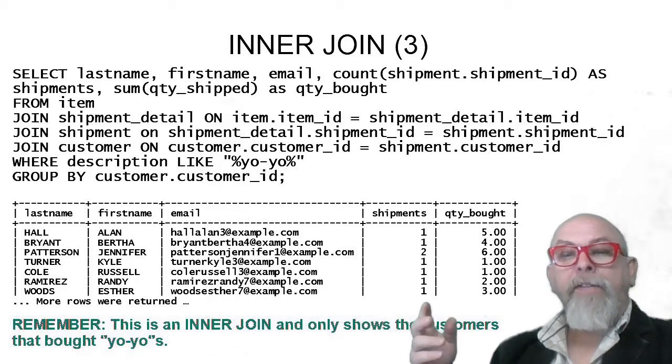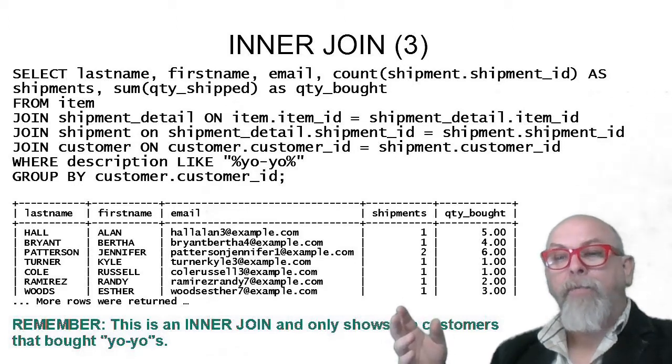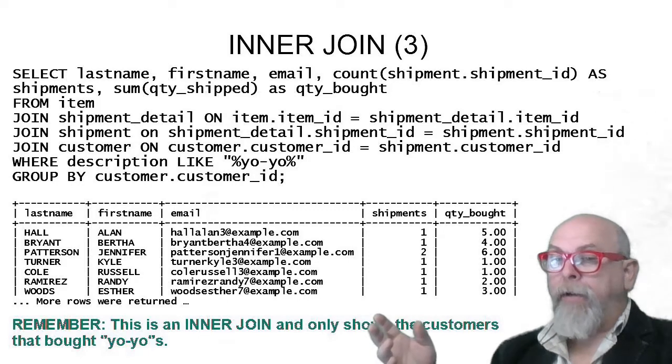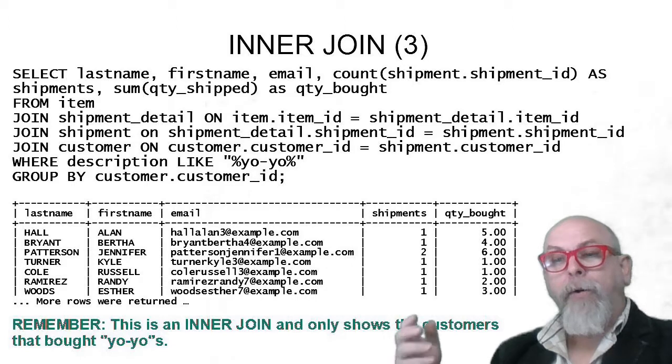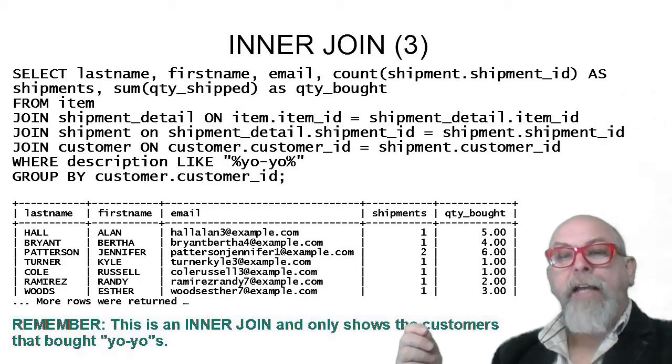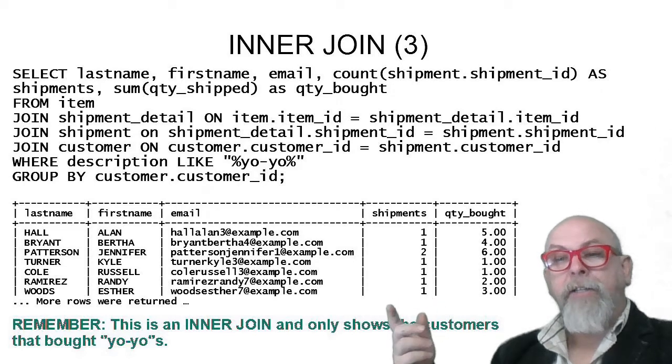And we then group by, because we want totals by customer. We don't want totals by shipment. We don't want totals by item. We want totals by customer, because we asked for the customer name and email address. We now just group by customer ID.